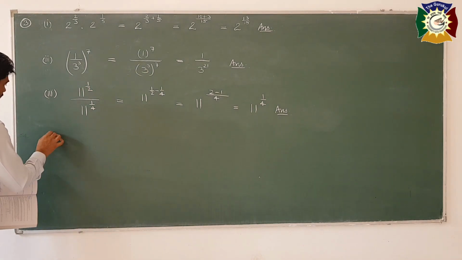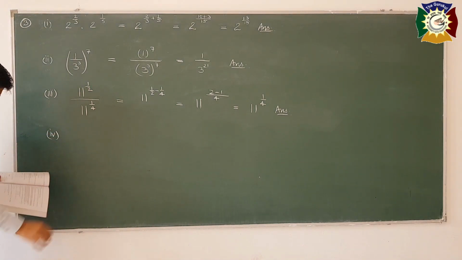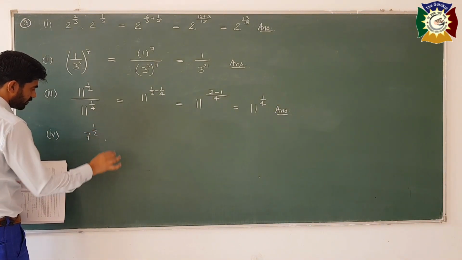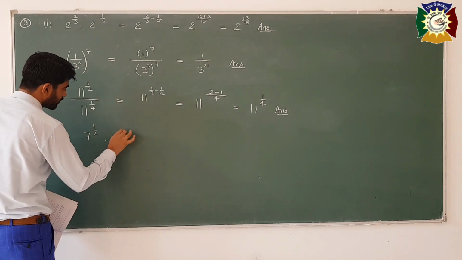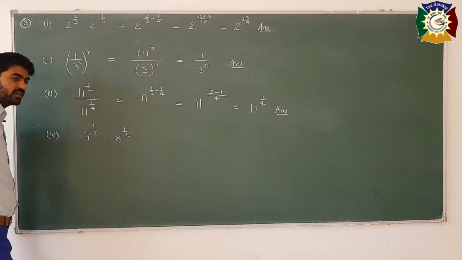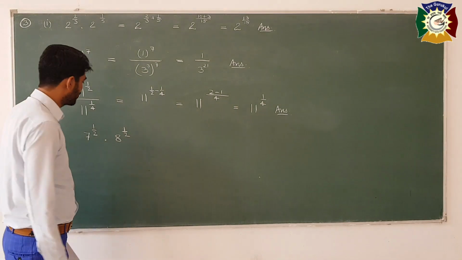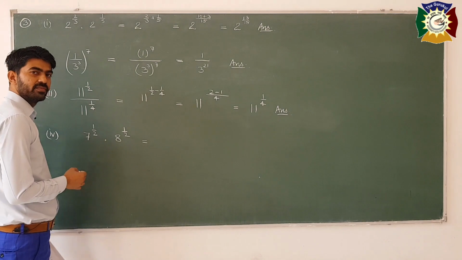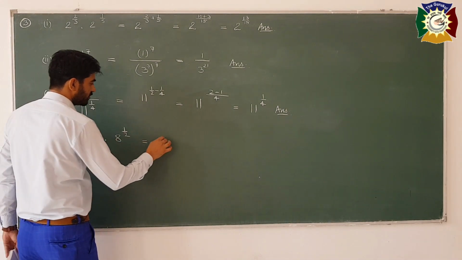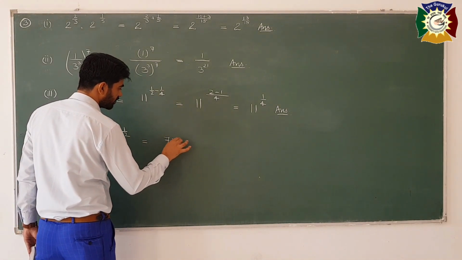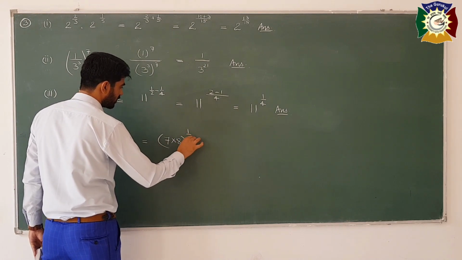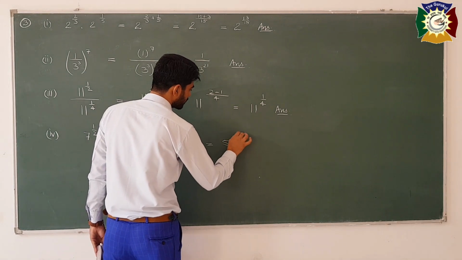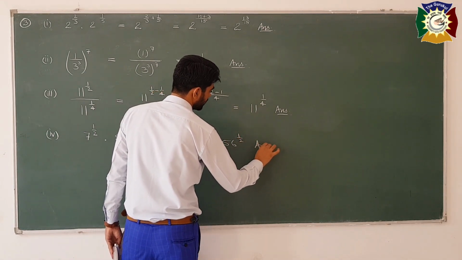Next we have part 4. Part 4, 7 to the power 1 by 2 multiply 8 to the power 1 by 2. Bases are different but powers are same. So for that we have, if bases are different and powers are same, we will multiply the bases 7 into 8, but the power will remain same, whole to the power 1 by 2. So it will become 56 to the power 1 by 2. That will be the answer.